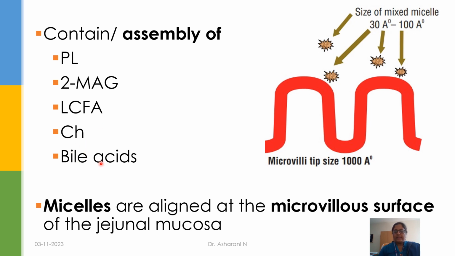As we know, fatty acids which are short chain, medium chain, and glycerol directly enter portal circulation. They do not require any specialized structural formation. So the micellar structure, which is an amphipathic structure with the hydrophilic outer coating and a hydrophobic inner core, assembles itself over the microvilli. This is the microvilli of the small intestine. So they assemble themselves here, and once they align at the microvillus of jejunal mucosa, they are transported or absorbed into the mucosal cells.